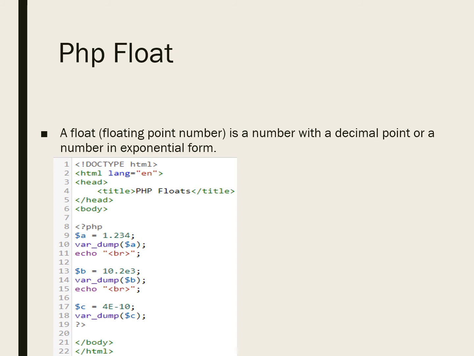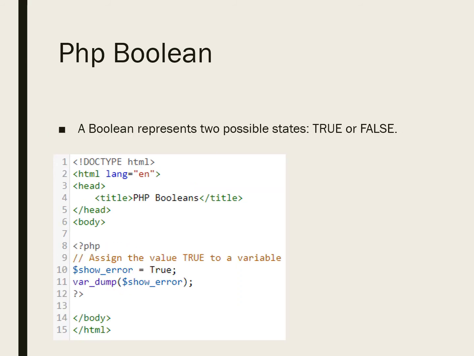We have discussed that exponent expression also comes in the case of PHP float. So these are the three examples of PHP float. We will move on to the next one, which is the fourth PHP data type, listed as PHP Boolean.